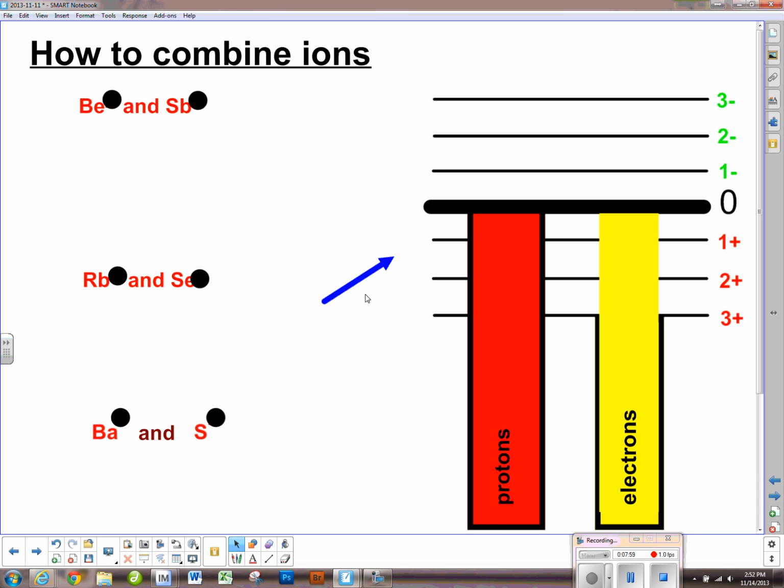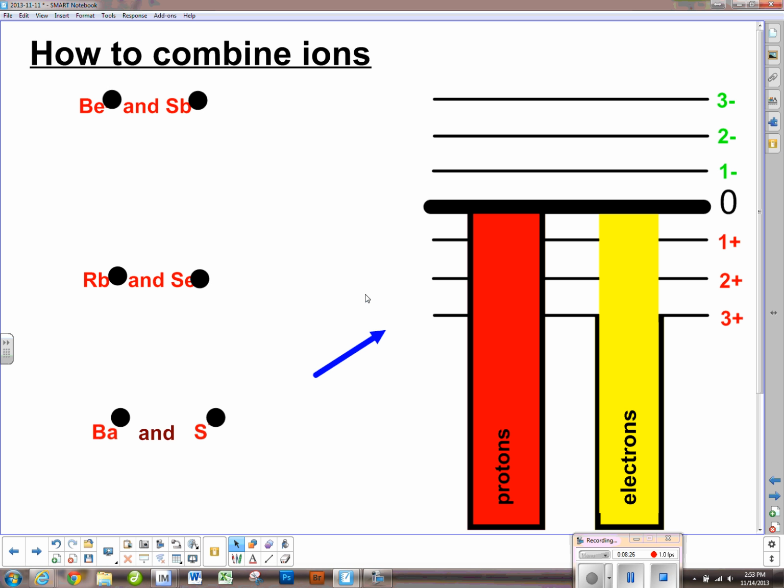Anyway, so this guy is solid. In my graphic here, when I try to move it, it doesn't move. However, what does change within the atom are the electrons. So if electrons change, then I can move them up or down according to how many electrons are gained or lost.